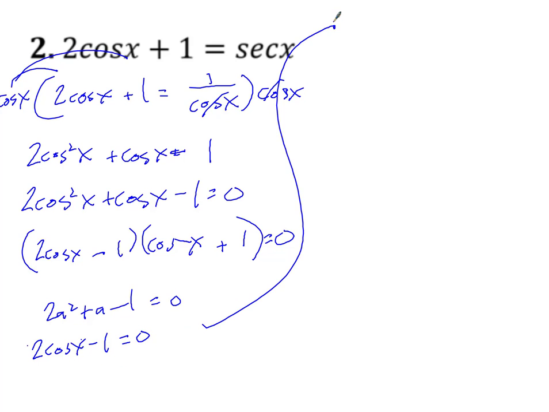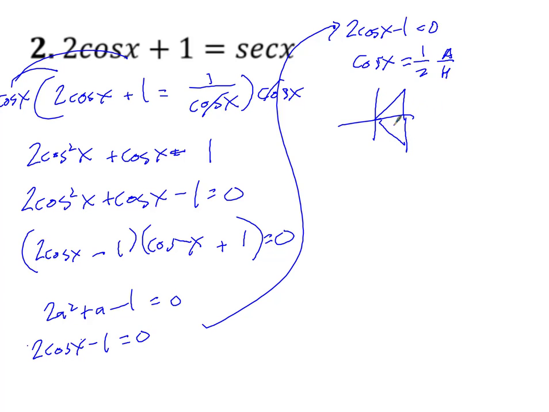Now I'm going to go ahead and move up here so I have more room. 2 cosine of x minus 1 equals 0. So I solve that, I end up with cosine of x equals 1/2. That's going to happen here in the first and fourth quadrants. This is where cosine's positive. Cosine's adjacent over hypotenuse, so that means that's root 3. That means our reference angle is 60. So our answers are pi over 3 and 5 pi over 3.